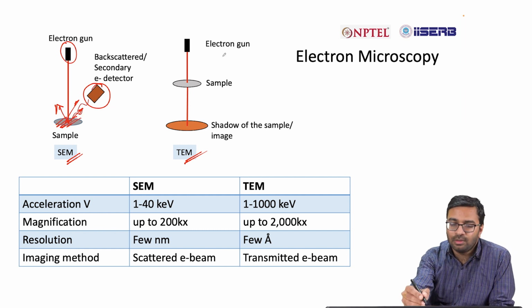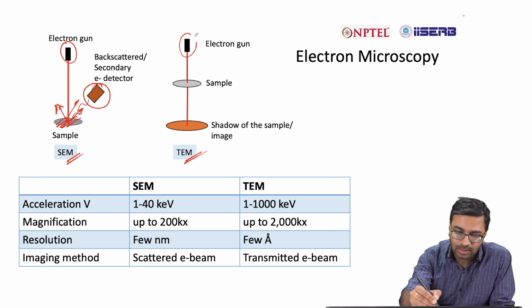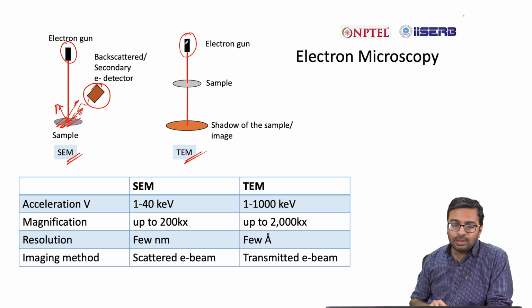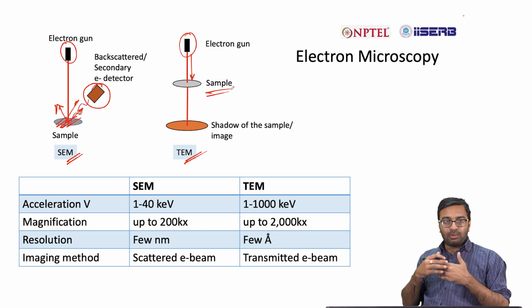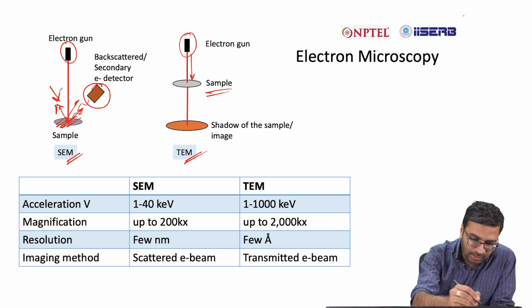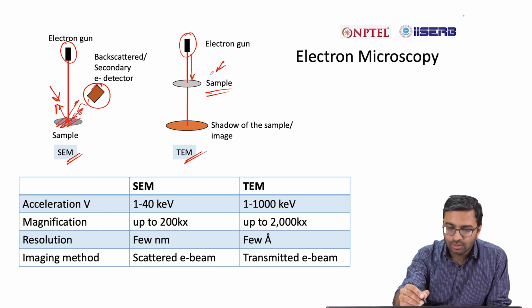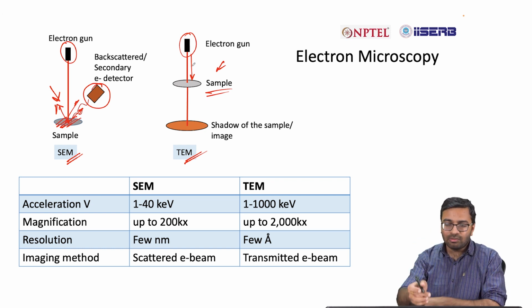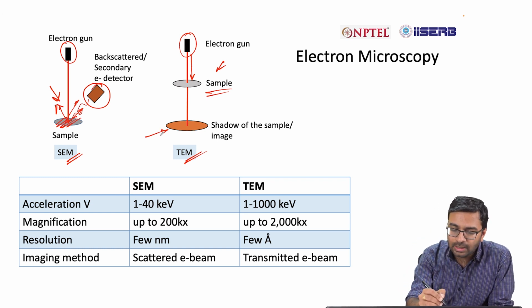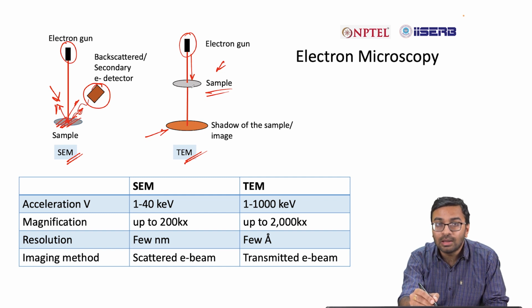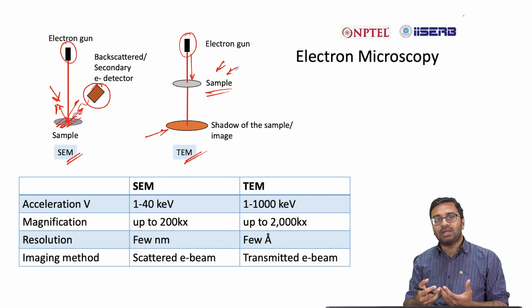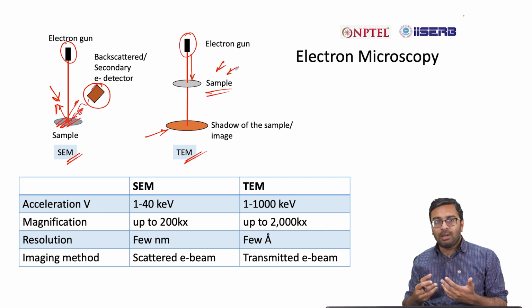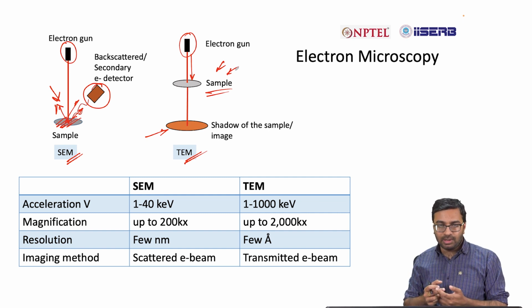However, in case of transmission electron microscope, again you have an electron gun. This electron gun will produce an electron beam. It will go through a sample, so it's not a reflection, it's a transmission. So it will go through the sample and then it will fall on a fluorescent plate where you will find the shadow of the sample. From the shadow you will be able to figure out what is the dimension of that particular sample.